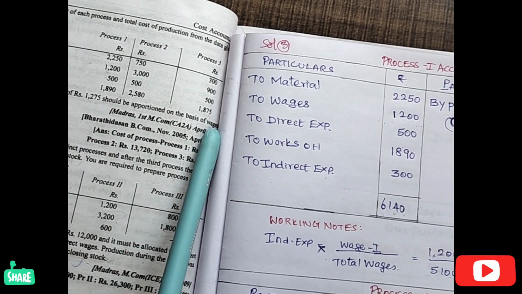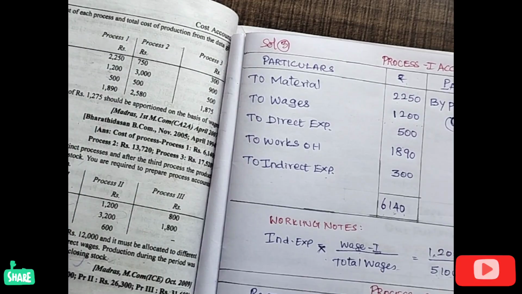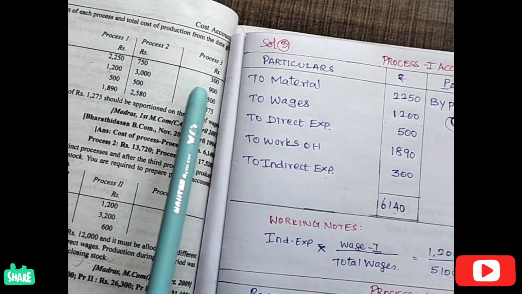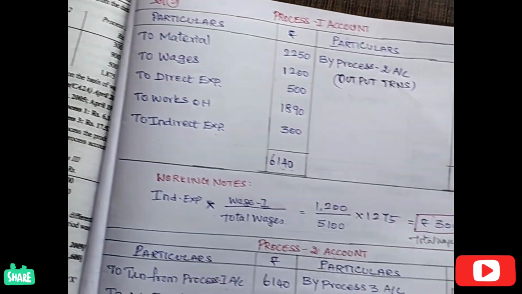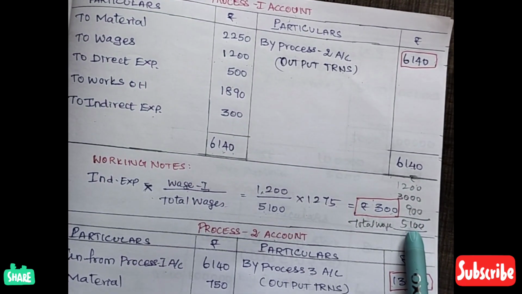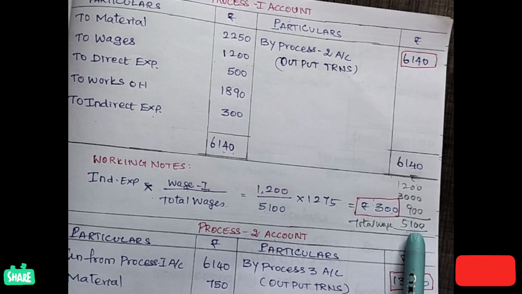basis of the wages. Okay. So apportion means we have to take the overall wages. Okay, wages cost is 1,200, 3,900. All together we added, what do you get? All together we added the wages, total wages is 5,100.